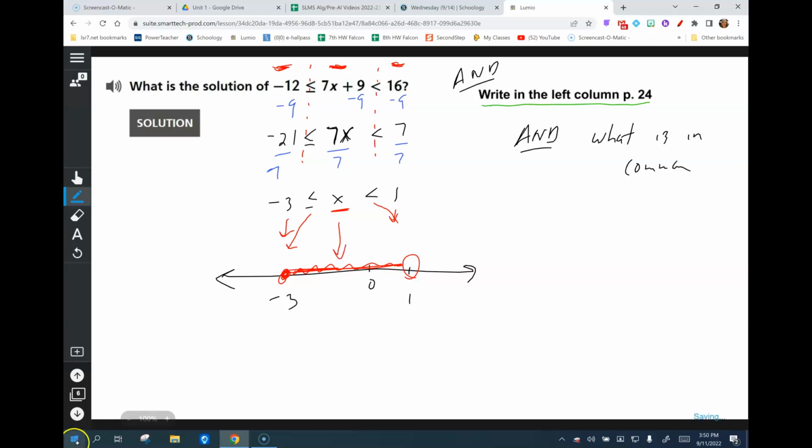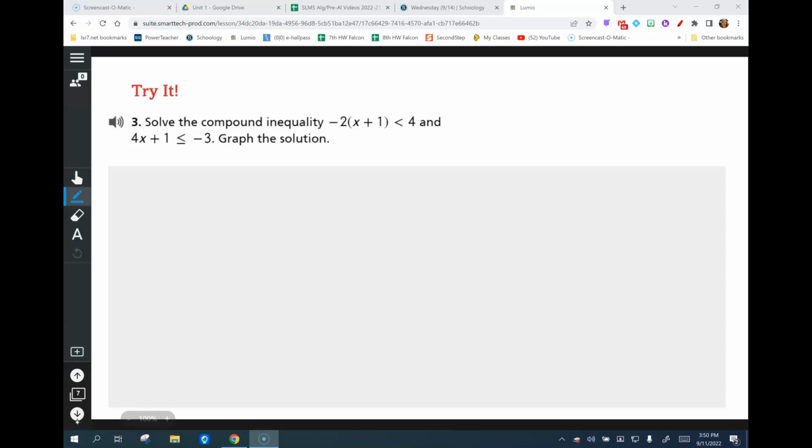Okay, good. Now I'm going to circle the word and so that I remember when I get to the end. That's going to make a huge difference in what my answer will be. So I'm just going to rewrite these down here. If you don't mind, I'm going to go ahead and distribute this one at the same time. So I get -2x minus 2 is less than 4. And I'm just going to bring 4x plus 1 is less than or equal to -3. It really doesn't matter the order because you're going to be graphing both of them. Okay, so let's solve each of these. Let's pause and solve each of these inequalities.